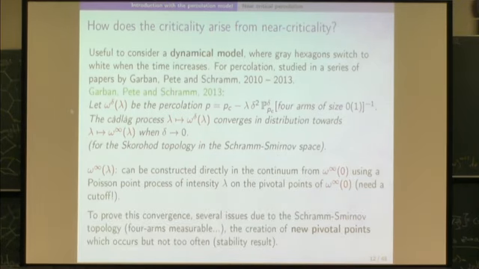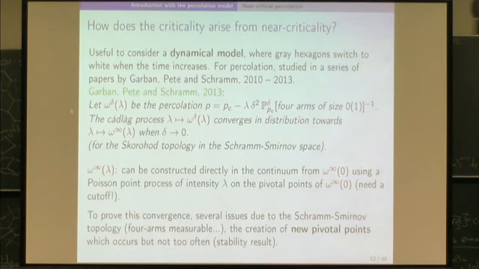And to prove this convergence, there are several issues. It's a very difficult result, very technical, and also very deep. First, there are some issues because the Schramm-Smirnov topology is not so nice. You have to prove that 4-arm events are measurable, for example. But that's not the main issue.